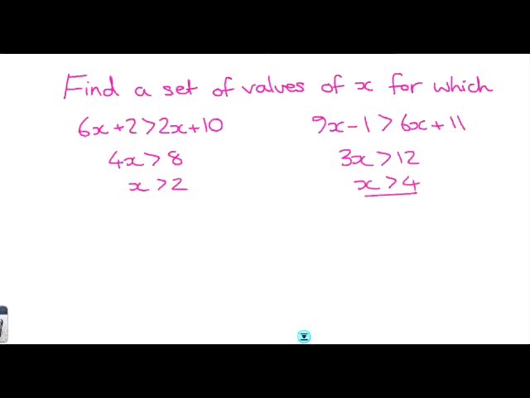So this is going to be exactly the same scenario as the other one. So let's say there's 2. Let's say there's 4. The first one has to be more than 2. And this one has to be more than 4. So we're looking at this area here for both. So x has to be more than 4.